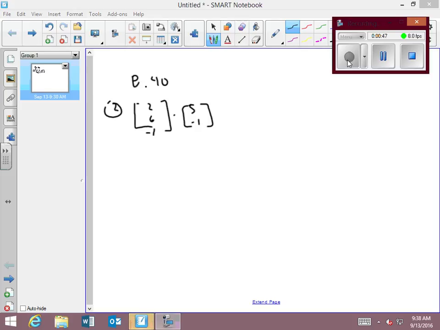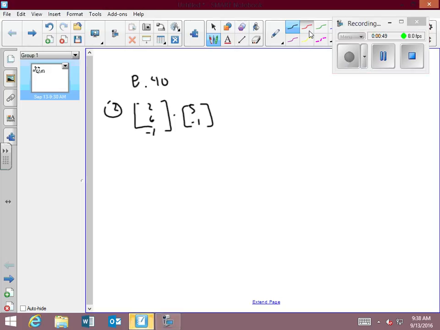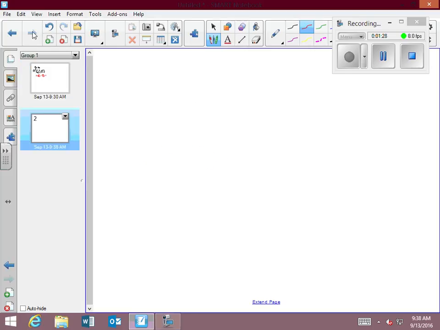You can't compute this because this matrix right here has 3 rows, 1 column, and this one has 2 rows, 1 column. And you can't multiply that. These two have to be the same in order to multiply: the columns in the first have to equal the rows in the second. So that's the problem with that one.